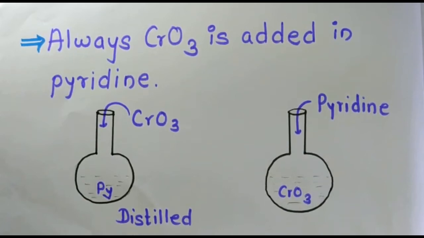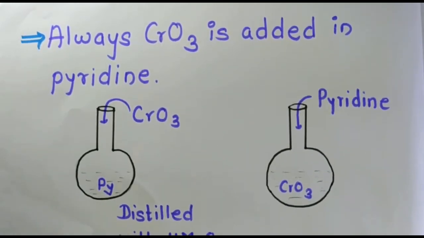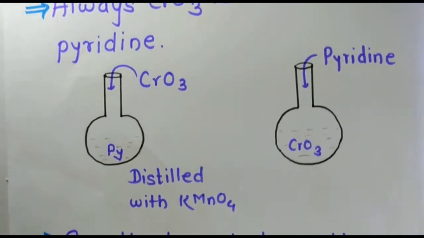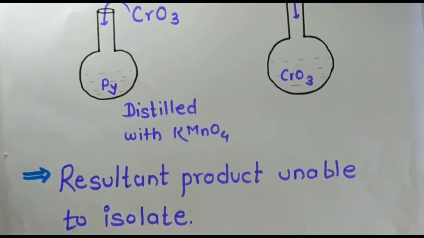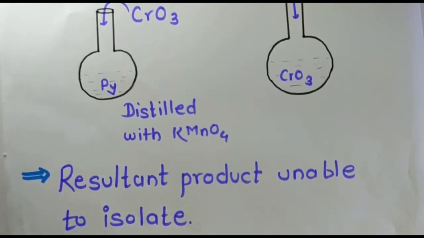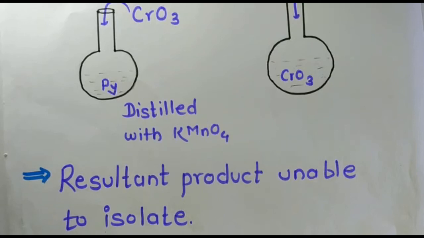One of the most important drawbacks of this Sarett's reagent is that the resultant product is unable to be isolated from the product mixture. This is one of the most important points, and during the reaction it liberates a toxic byproduct, that is chromium dioxide. So these are two important drawbacks of this Sarett's reagent.